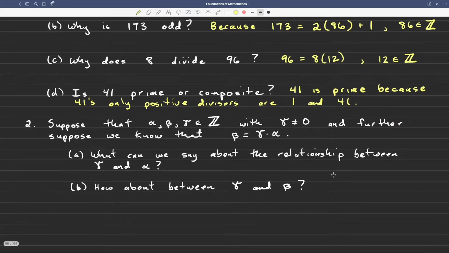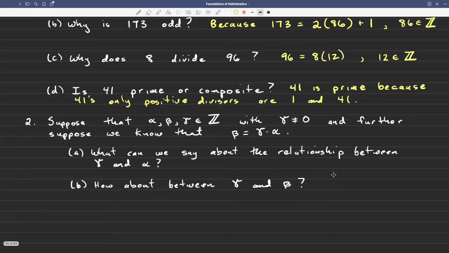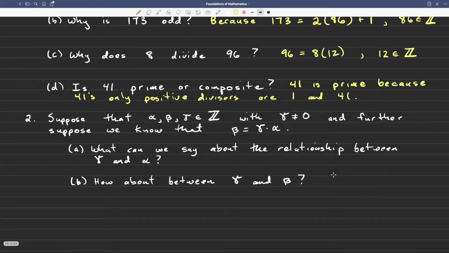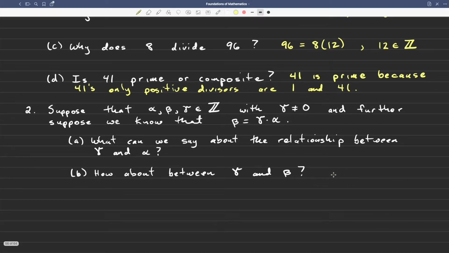Okay, on part 2, I'm using Greek letters here. Suppose alpha, beta, and gamma are integers, and we know gamma is not equal to 0.